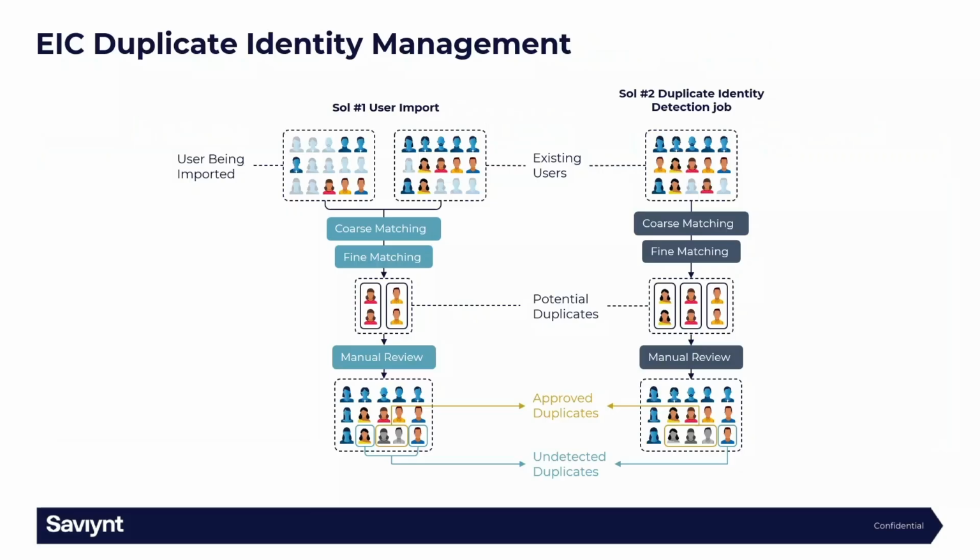During user import, after coarse matching and fine matching, potential duplicates are identified. The potential duplicates will go through a manual review, after which unapproved duplicates will be deactivated. And for existing users, during the duplicate identity detection job run, after coarse matching and fine matching, potential duplicates are identified. The potential duplicates will go through the same manual review, after which unapproved duplicates will be deactivated.